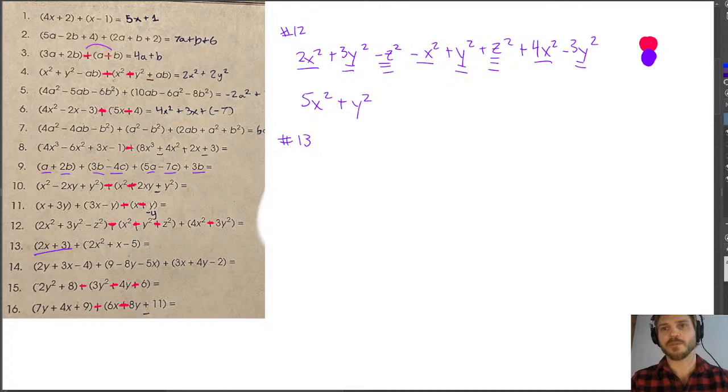This is a positive quantity, so we don't need to do anything special. We're just going to take the parentheses away. This plus minus here is just going to become minus. So we've got 2x plus 3 minus 2x squared plus x minus 5.